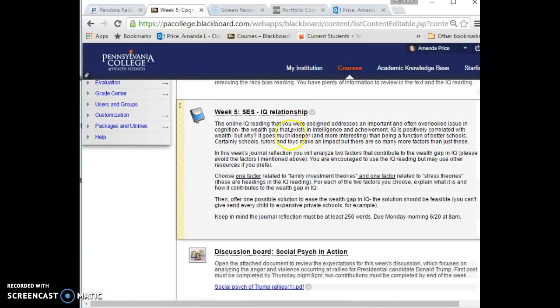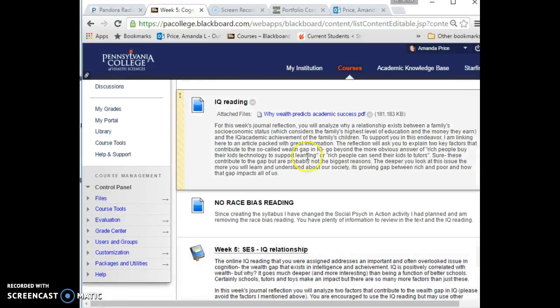What you're being asked to do in the journal reflection is to consider at least one factor related to family investment theory, so that's a heading in the article, and then one factor related to stress theories. And I do want you to go beyond those more obvious things that I already mentioned, that I also summarize right here.